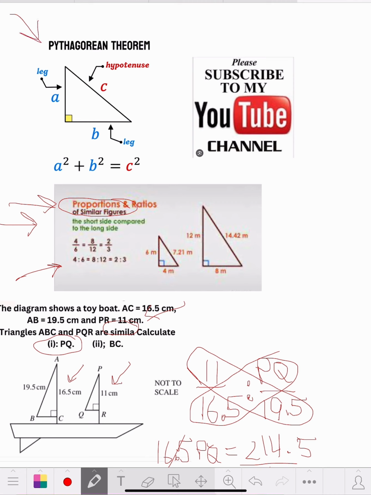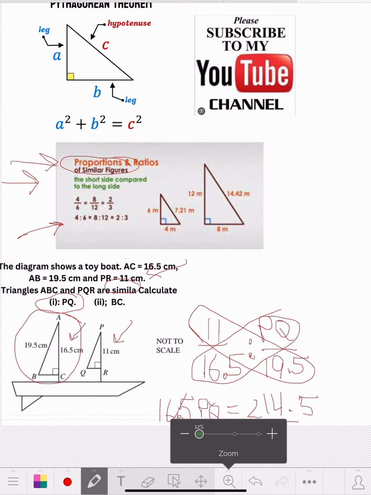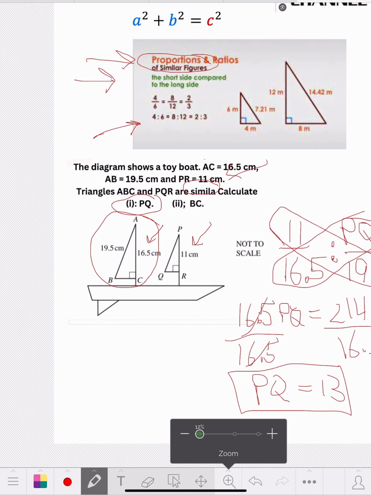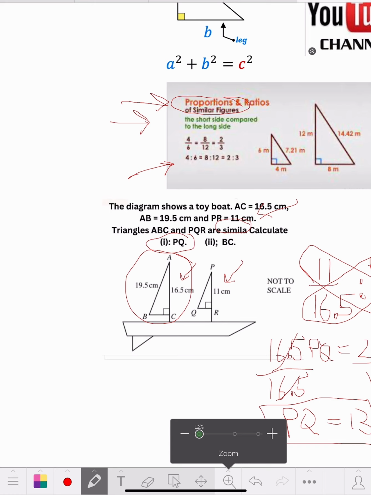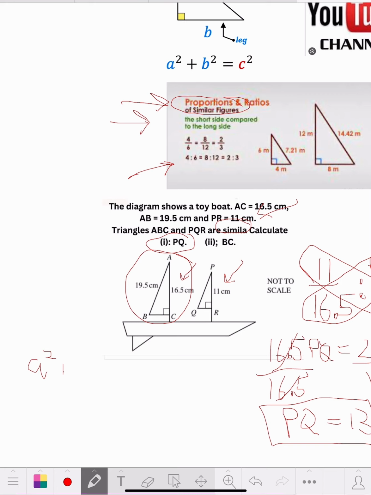That tells you that a squared plus b squared equals c squared. On this left-hand triangle, we know the hypotenuse and one of the legs, so we're looking for the other leg. So how do we do this? We just set it up like this. I'm going to write a squared plus b squared equals c squared. So let's fill in the blanks.